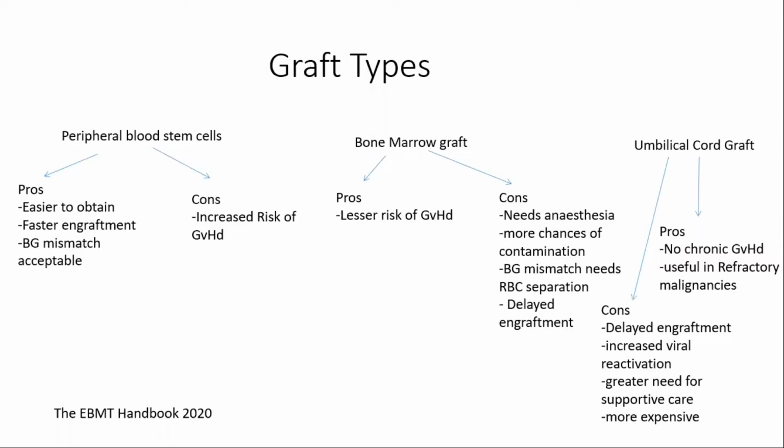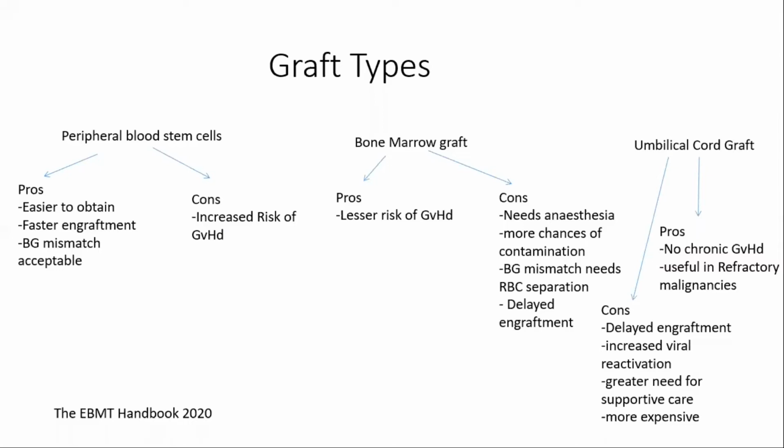Next is a bone marrow graft. Third is an umbilical cord graft. So the pros and cons: peripheral blood stem cells are very easy to obtain. We just need to do an apheresis, which you would have seen in the morning. They have a very fast engraftment. Third, the hematocrit in those peripheral blood stem cells is very low, so you can get away with a blood group mismatch.